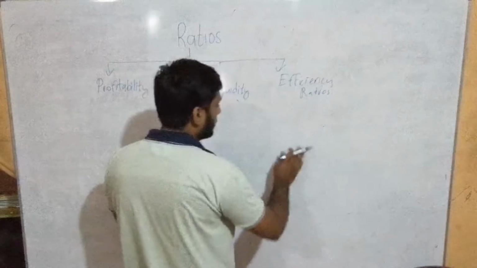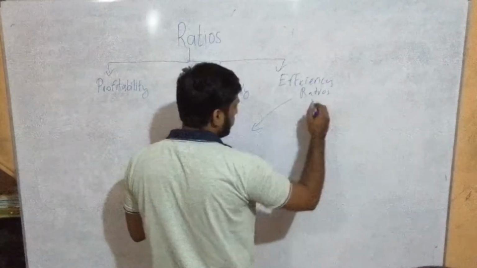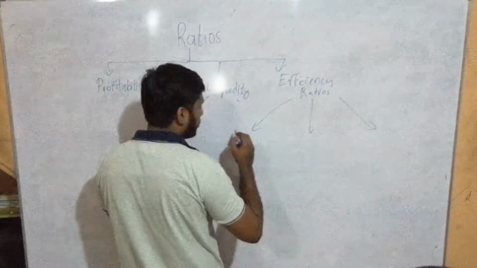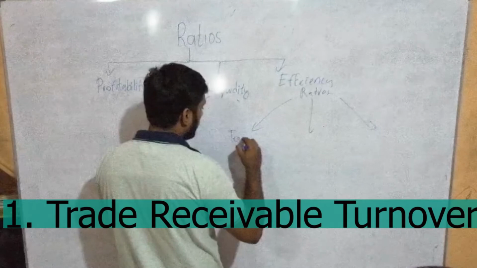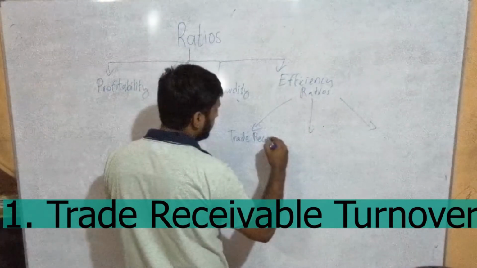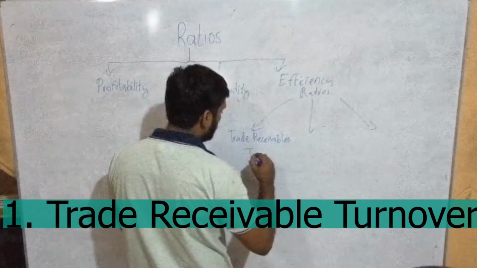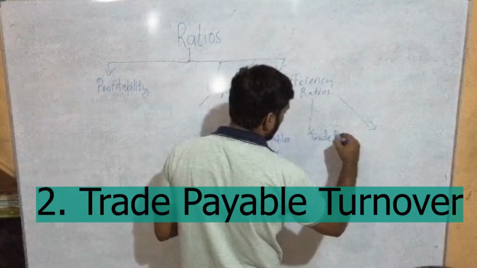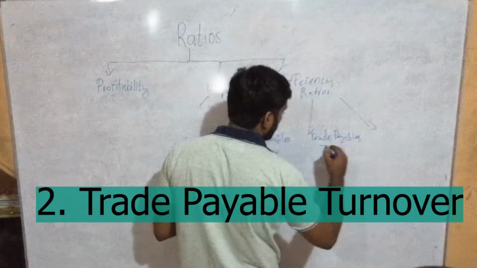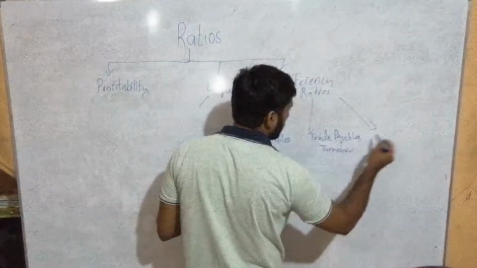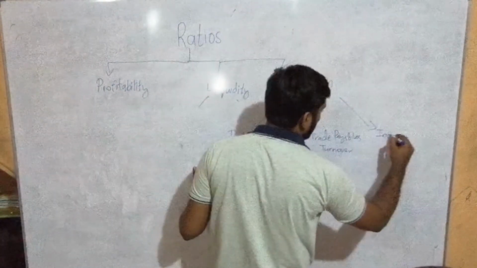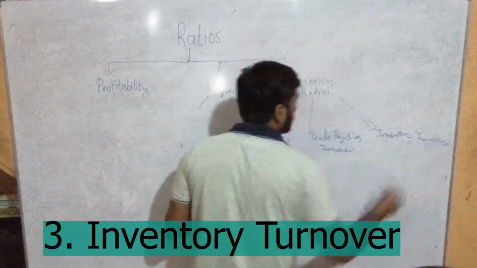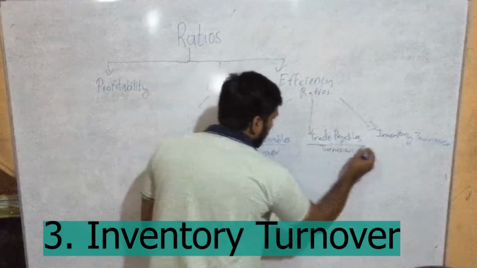So efficiency ratios, as I know in your exams, these three can be listed. I start with the first one, trade receivables turnover. Then I have trade payables turnover. Then I have the third one, inventory turnover. So these are three ratios they can ask from trade receivables, trade payables, and inventory.